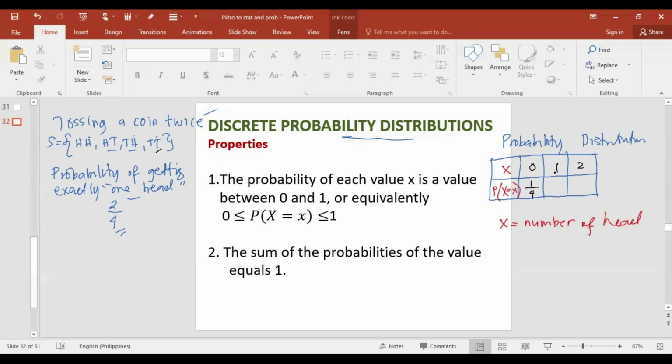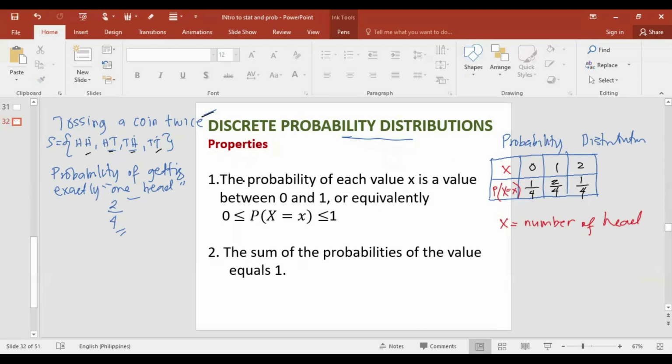Next, what is the probability of getting exactly one head? There are 2, HT and TH. So we write here 2/4. And lastly, what is the probability of getting exactly 2 heads? There is only 1. We write here 1/4. So this is now the probability distribution of this experiment. I hope you're getting the idea.